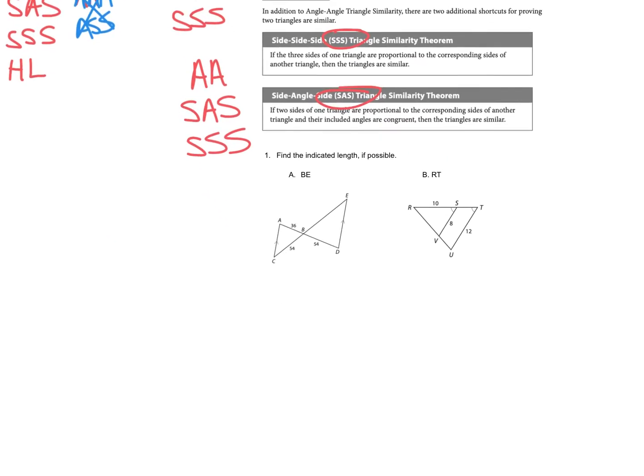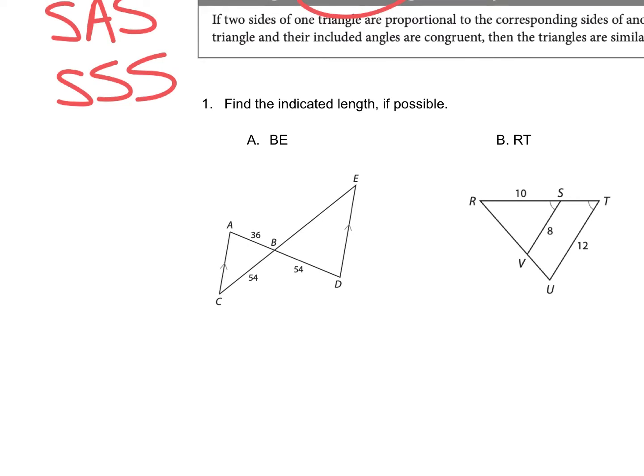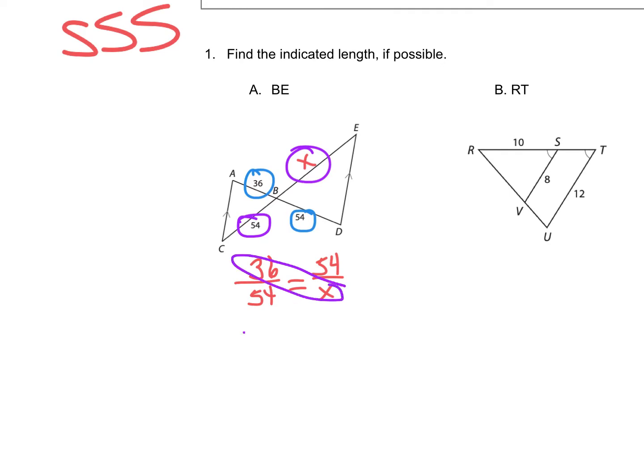All right, so find the indicated length if possible. It wants BE, so I'm going to write an X here. I'm going to do proportions. These are similar, so I know the ratios will be the same. So 36 is to 54 as 54 is to X. Let me show you how I did that. Little is to big as little is to big. And then I cross multiply. 36x equals 54 times 54. I don't have a calculator handy, so I'm not doing it. You can do the rest.